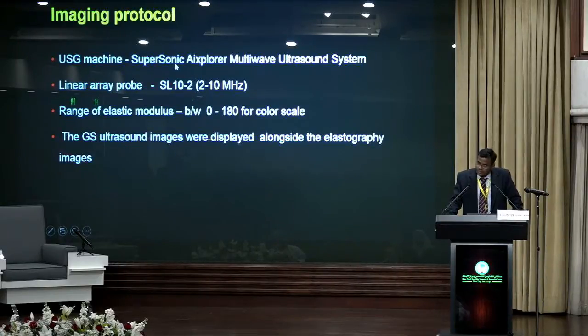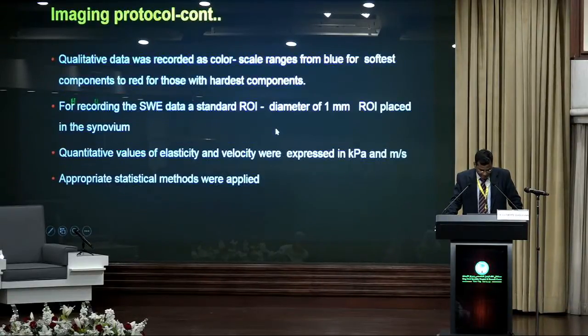We used the SuperSonic Aixplorer ultrasound system. A linear array 2 to 10 megahertz probe was used. The range of elastic modulus was between 0 to 80 kPa with the color scale. The grayscale images were displayed alongside the elastography images. The qualitative data was recorded as a color scale, ranging from blue for the softest to red for the hardest. For recording the SWE data, a standard ROI was placed in the synovium, and then we took the quantitative values of elasticity and velocity, expressed in kPa and m/s. Appropriate statistical methods were applied.